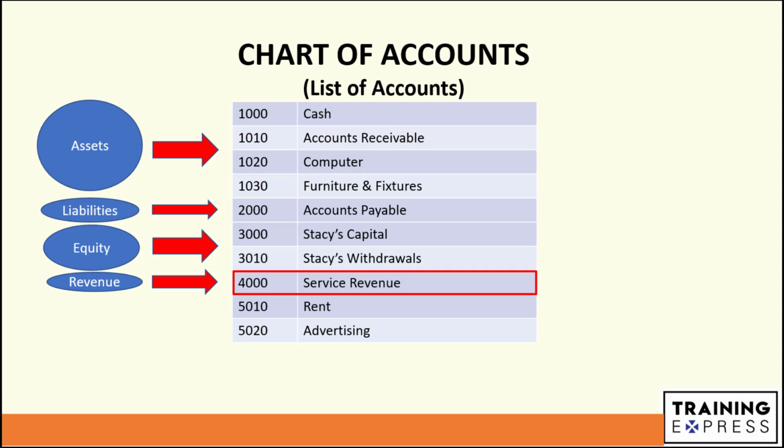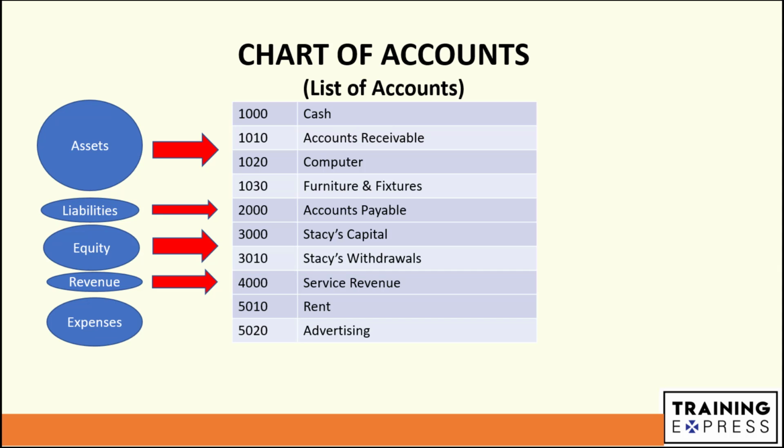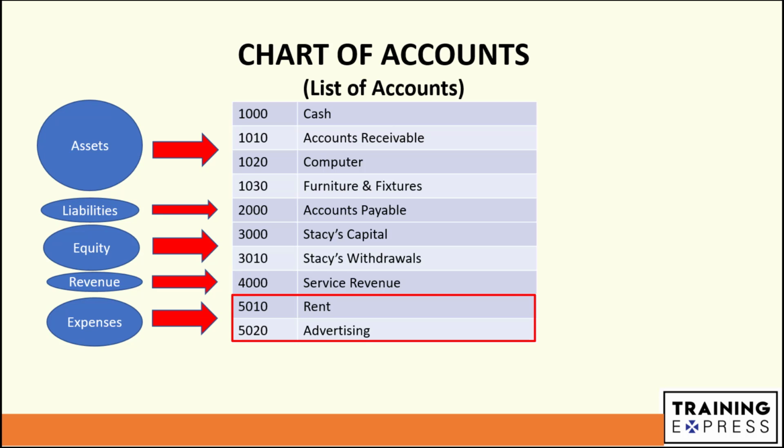And we have assigned it 4000. So this is the account number for revenue. After revenue, we have got expenses. And in this particular example, we have only two expenses. One is the rent and the other one is advertising. So to the rent we have assigned 5010, and advertising we have assigned 5020.